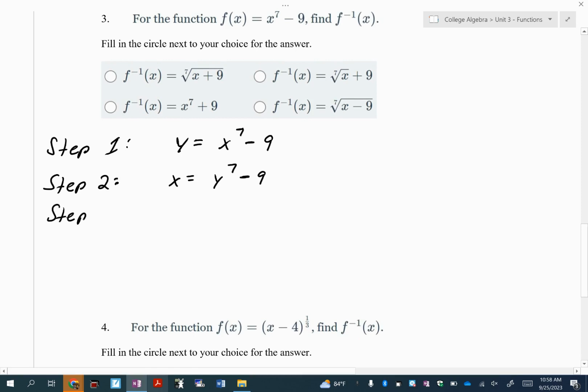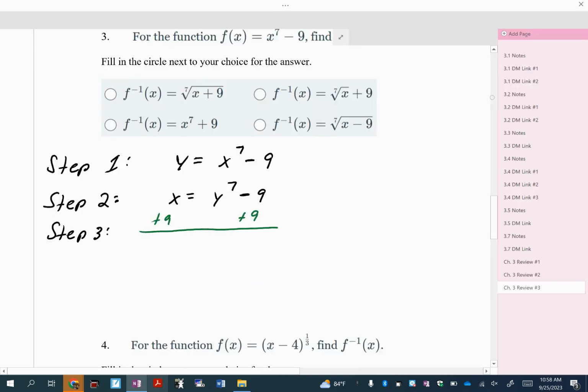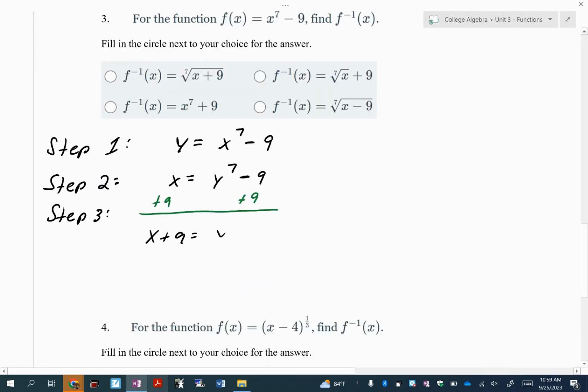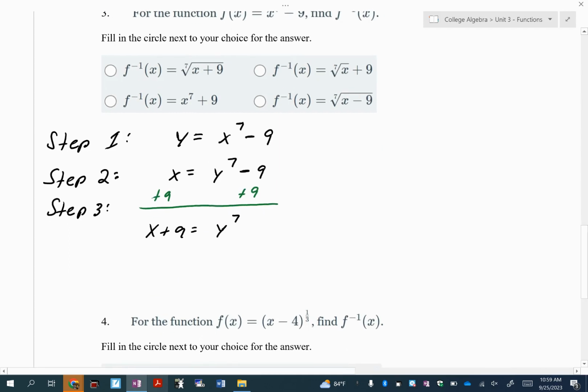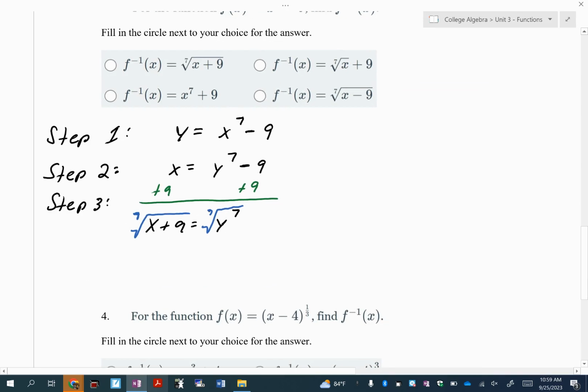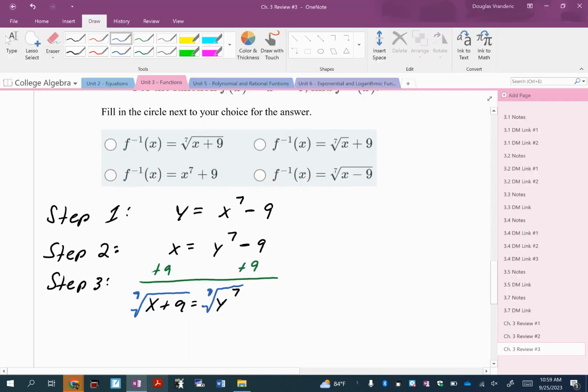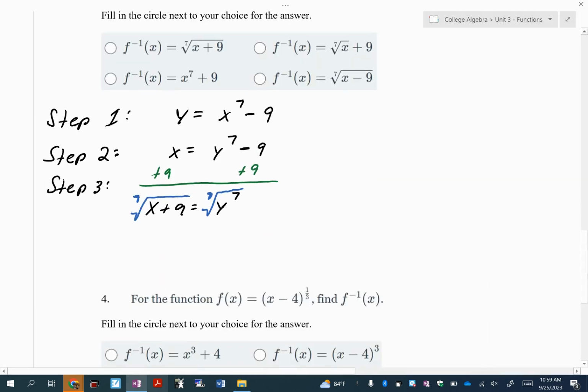All right, step three is to solve for the new y. So I'm going to move this minus 9 to the other side with addition. That gives me x plus 9 equals y to the 7th power. And to get rid of that 7th power, I'm going to take the 7th root of both sides. So the whole thing, and I put a little 7 there in the index to show you that this is a 7th root, right? It's not a square root, it's a 7th root. So my inverse is going to be the 7th root of x plus 9.